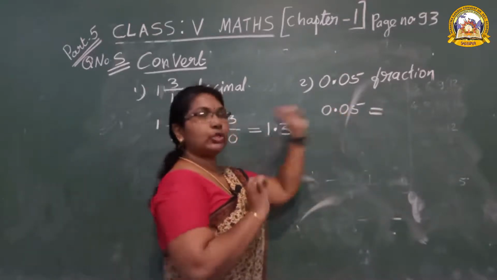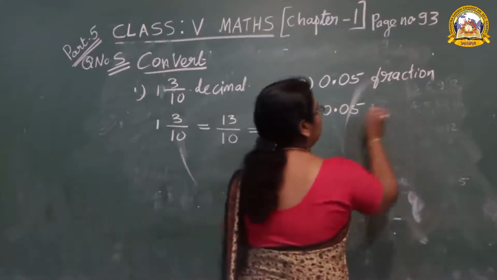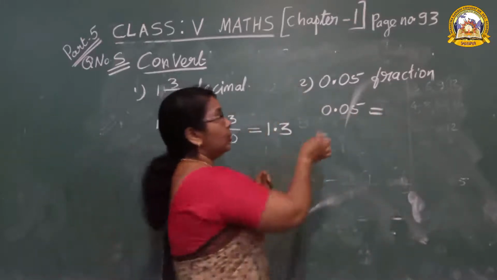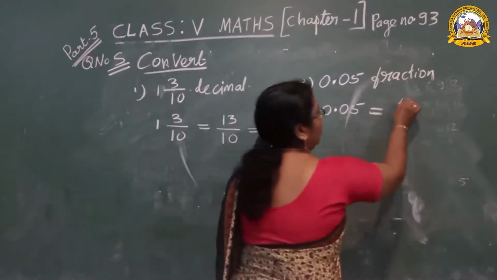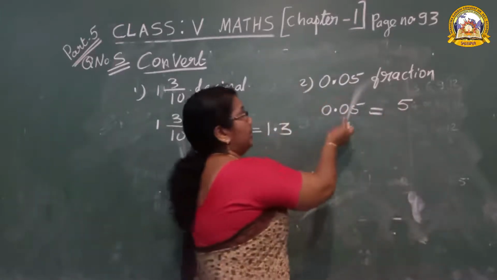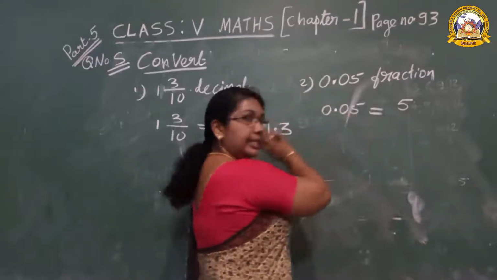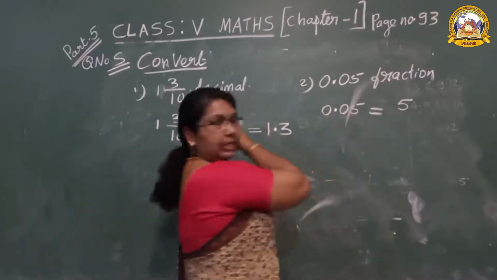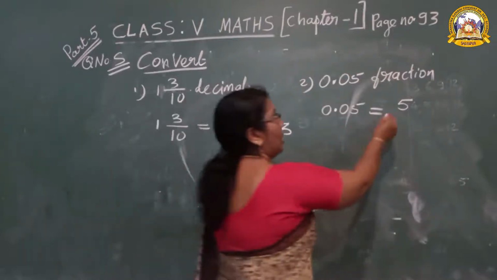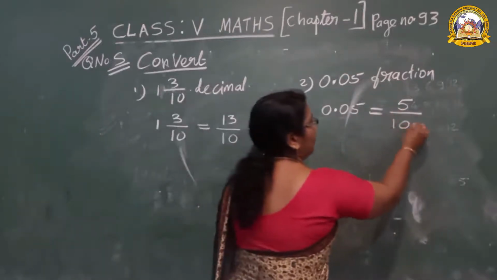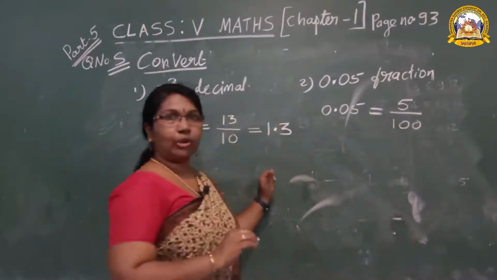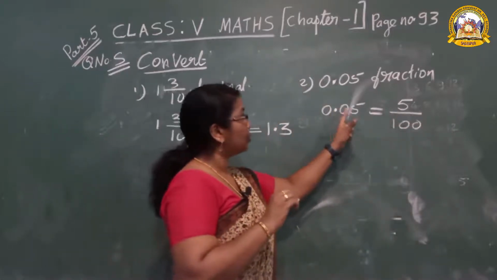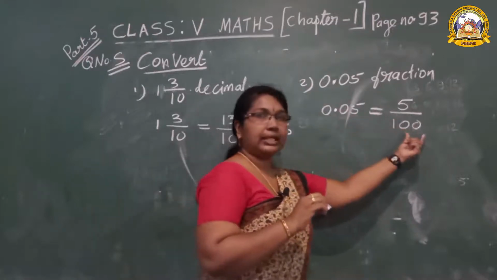After the point, first you write that number. The zeros before the number have no value, so you only write 5. Then how many digits are there after the point? 2 digits. Don't count before the decimal point. So upon it you have to write 100. How did you get 100? After the point there are 2 digits. That's why 100 is written here.